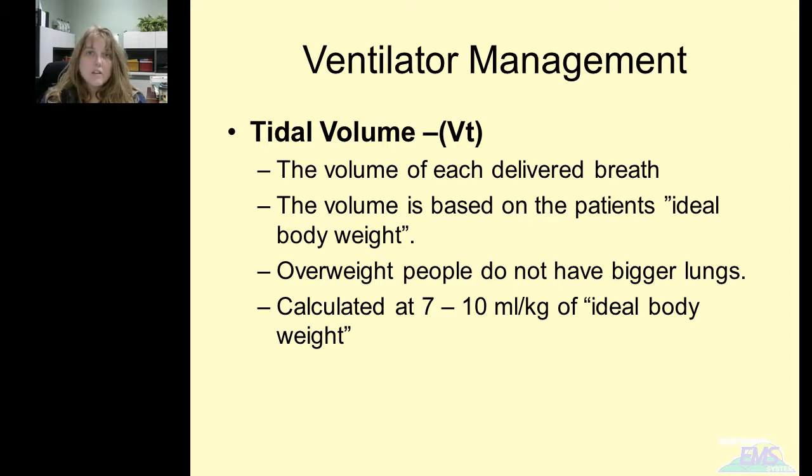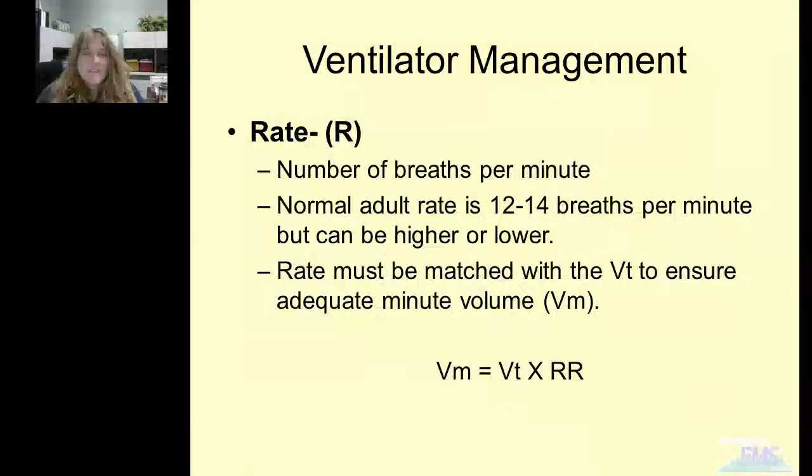So when we calculate tidal volume, we're wanting to calculate it at a rate of 7 to 10 cc's per kilo of their ideal body weight. So if we know that a patient is 100 kilos, then we want to calculate it based on that with a rate of 7, so you're going to look at 700 to 1,000 milliliters.